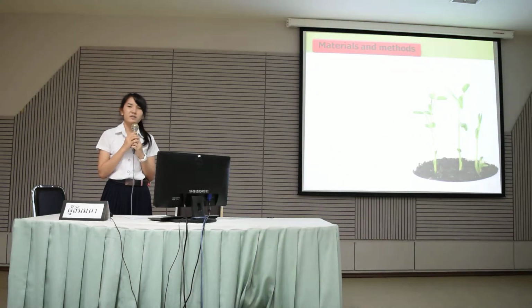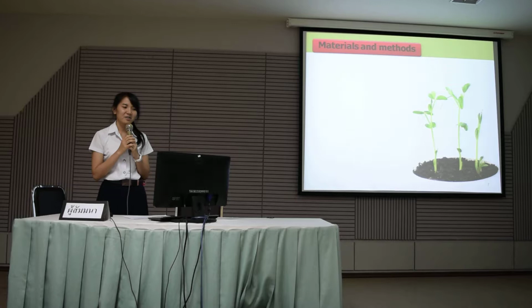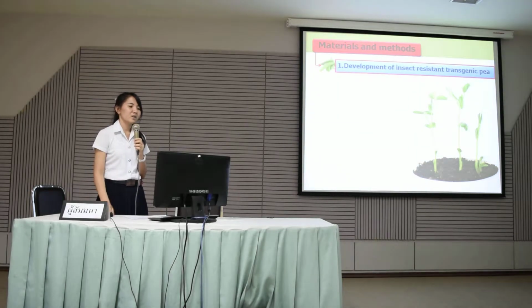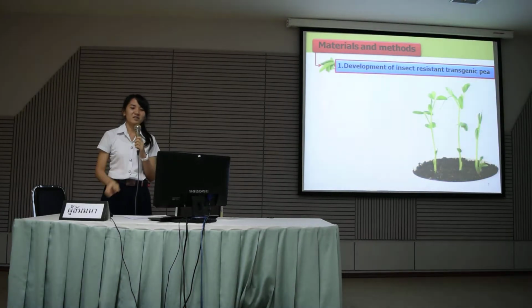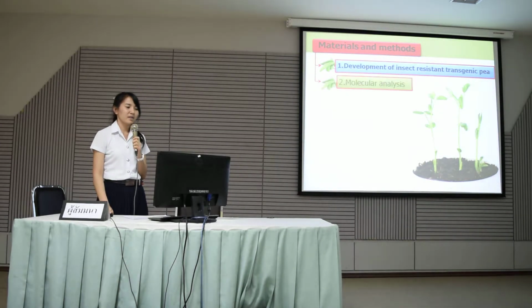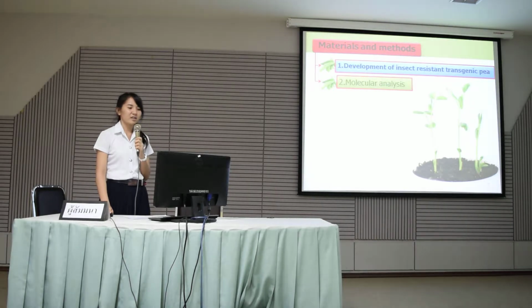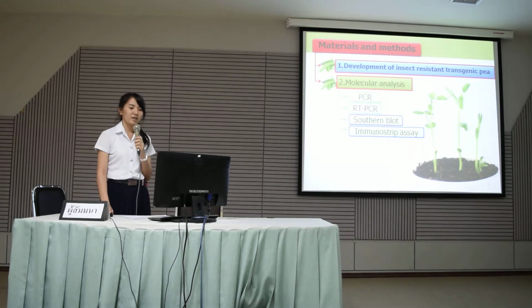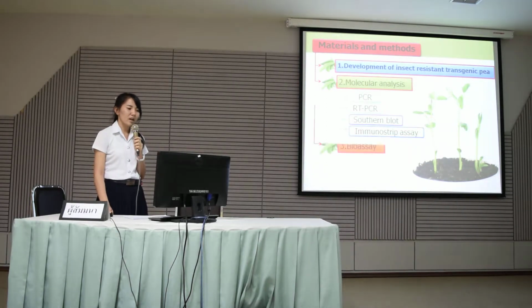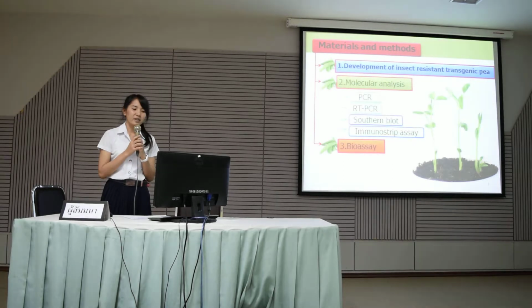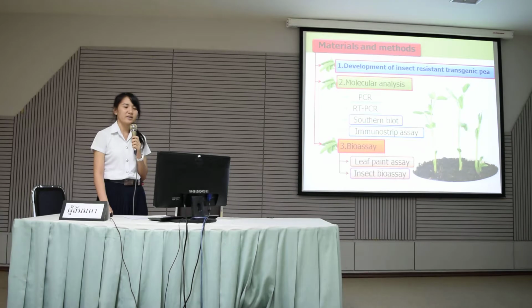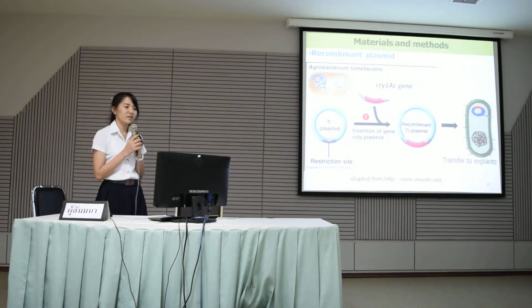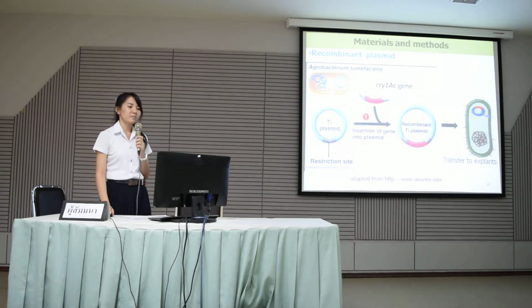Materials and method in this study: the first one is to develop transgenic P and some developments of insect-resistant transgenic P, and second is molecular analysis that includes PCR, RT-PCR, Southern blot, and immunostrip assay. And third is bioassay that includes leaf paint bioassay and insect bioassay. Let's start with construction of recombinant plasmids.